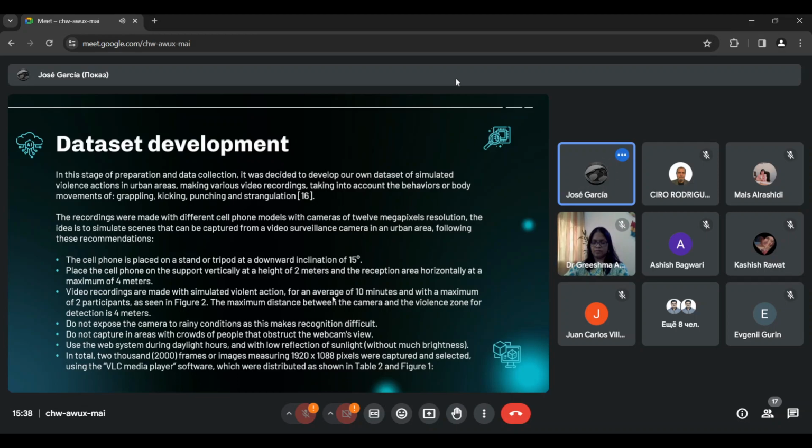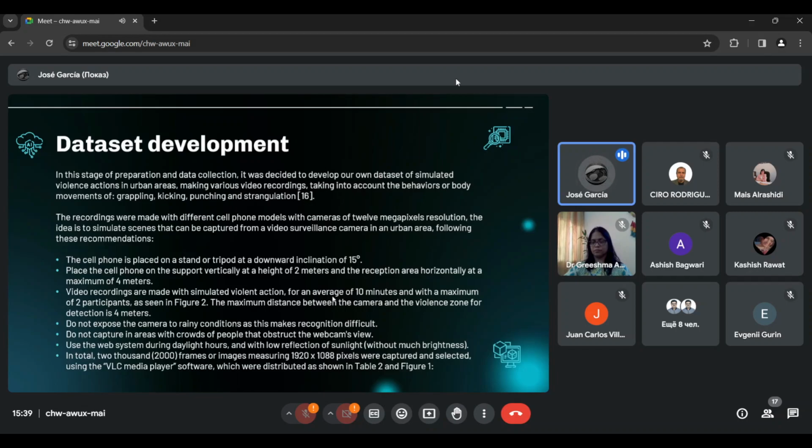Following these recommendations, the camera is placed on a stand or tripod at a downward inclination of 50 degrees. Place the camera on the support vertically at a height of 2 meters, and the rest of the scene horizontally at a maximum of 4 meters. Two video recordings are made which simulate various actions for an average of 10 minutes and with a maximum of 2 participants. In the scene of figure 2, we can see the maximum distance between camera and violence detection is 4 meters.